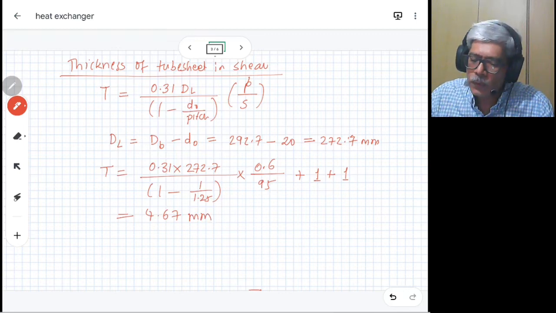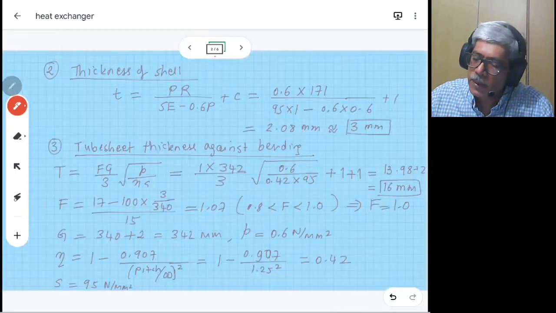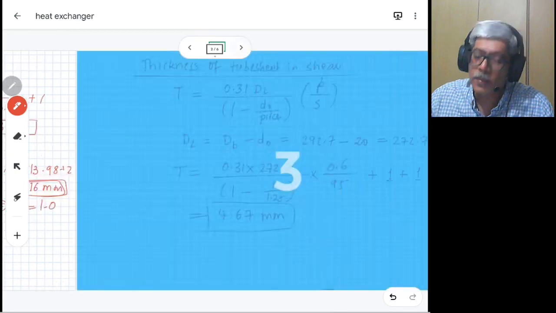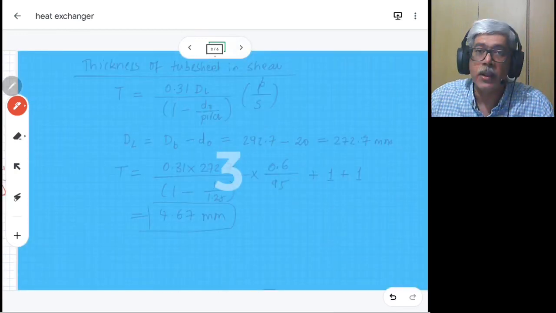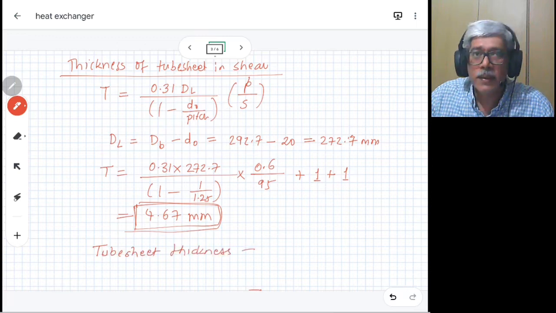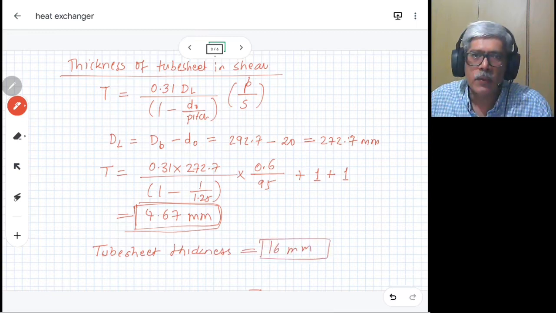So out of the two, we got the required thickness under bending as 16 millimeters and the required thickness for shear is 4.67 millimeters. So the tube sheet thickness will be equal to 16 millimeters. So that is the final answer to this particular problem.